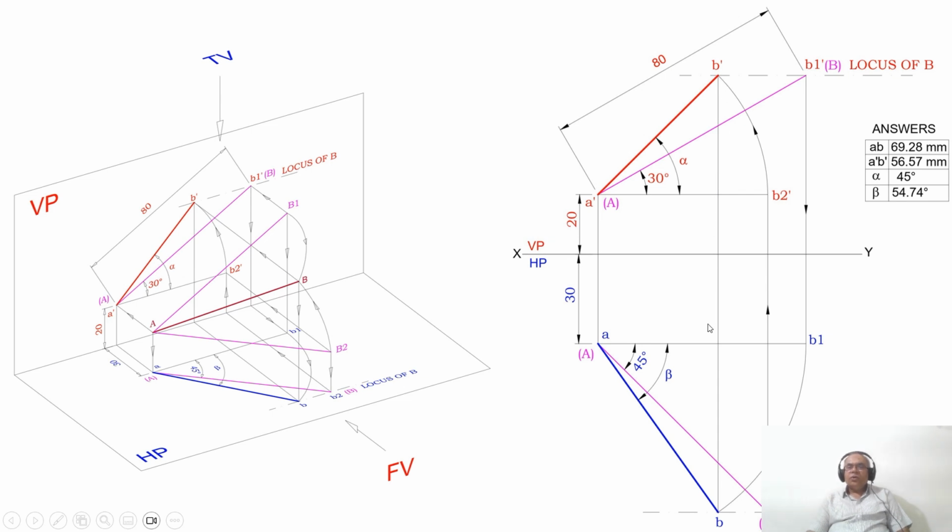So this is how we will be able to tell that our problem is right. So this is how you should be able to analyze your drawing completely and follow the procedure according to the rules which we have taught in the introduction to the projections of lines. Thank you.